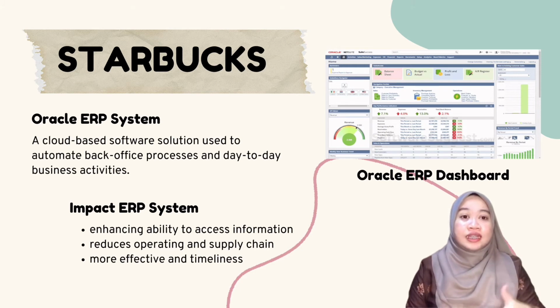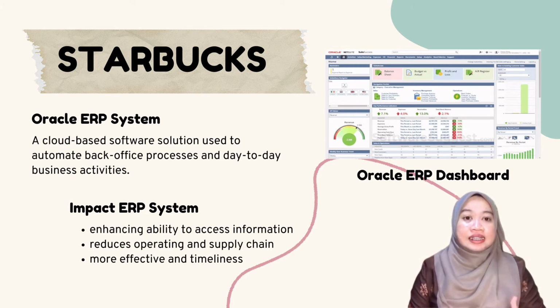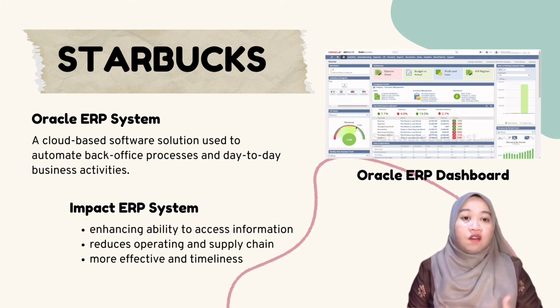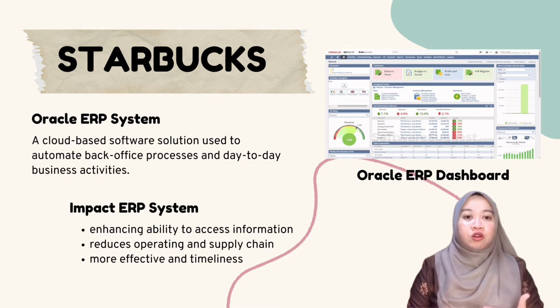Besides that, by using this ERP system, it helps Starbucks to reduce their operating and supply chain costs. With all the information being computerized and available in one system, there is no paperwork to be done and thus it will reduce the overhead cost of the company. This system is also more effective and timely for them because they will make fewer mistakes, and with a decrease in mistakes with ordering and finance, it will greatly increase the efficiency of the company's supply chain.